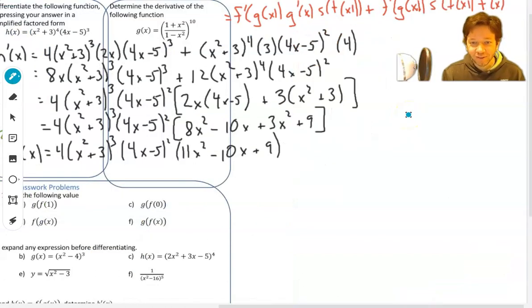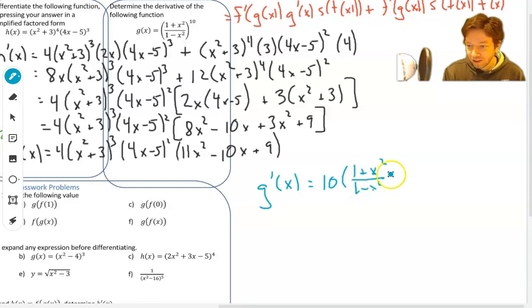All right, so for our next one, we have a chain rule. But you'll notice that the function in the chain rule is a quotient rule. So we're going to be applying both there. So to find g prime of x, first, let's apply the chain rule. So bring 10 out front, multiply by that function, (1 plus x squared) all over (1 minus x squared).